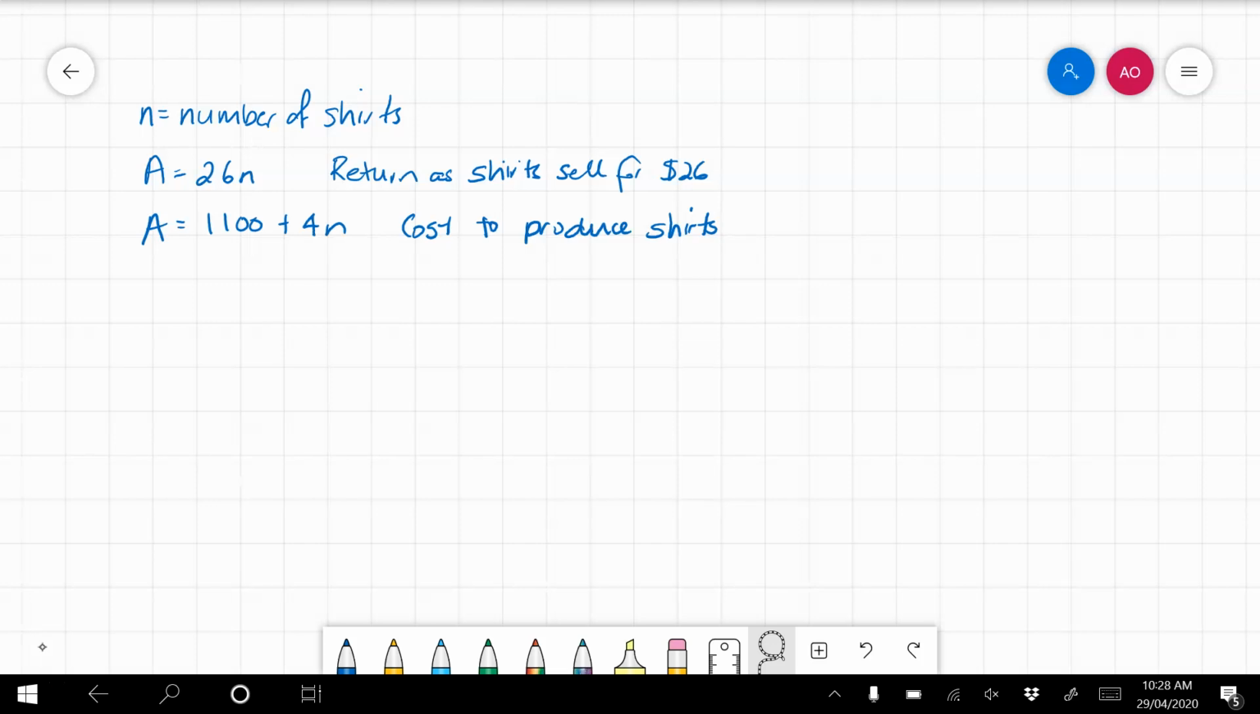A manufacturer sells shirts for $26. The amount received for selling N shirts is given by the equation A equals 26N. So that's the return. It's not quite the profit, but it's the return that you'll get for selling the number of shirts. And the amount it costs to make N shirts is given by the equation A equals 1,100 plus 4N. The break-even point for the manufacturer is when the value of N and the cost of production is the same as the revenue. The maximum production of shirts is 300.